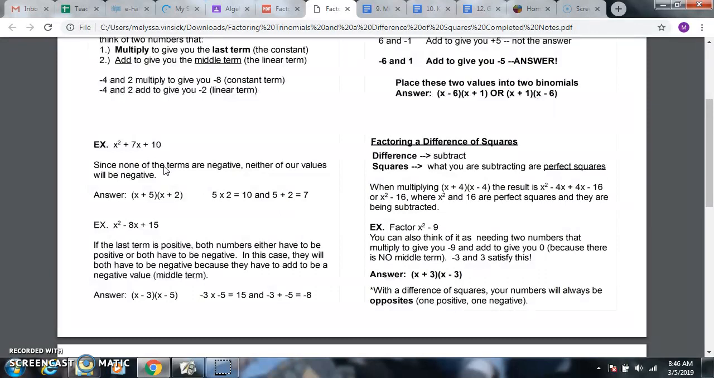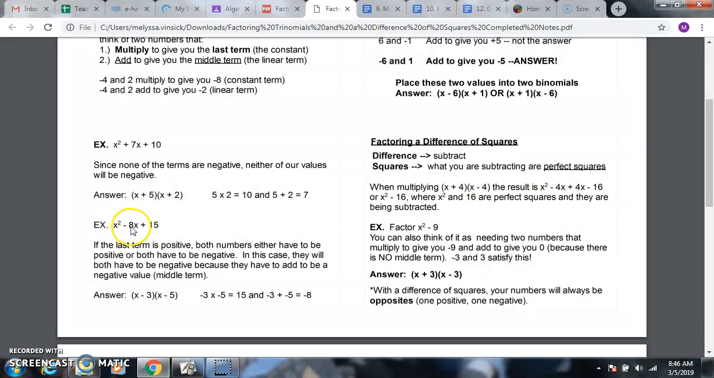Well, the only multiples of 10 are 2 and 5 or 1 and 10. 1 plus 10 will not give you 7. 2 plus 5 will give you 7. So your 5 times 2 gives you 10, 5 plus 2 gives you 7, which is exactly what I needed. So my answer is x plus 5 and x plus 2 because they were both positive values.